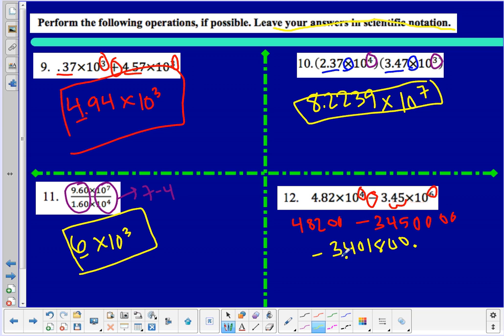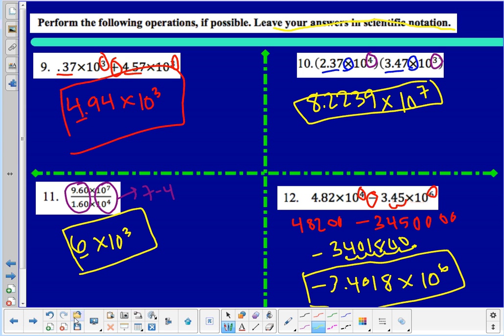So I need to see how many times I move it. I go 1, 2, 3, 4, 5, 6. So that's negative 3.4018. And then this is a really big number. Now it's a really big negative number, but it's still really far away from 0. So my power is still positive. That's 10 to the positive 6th power.